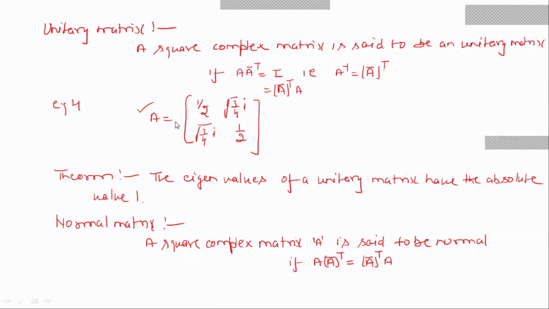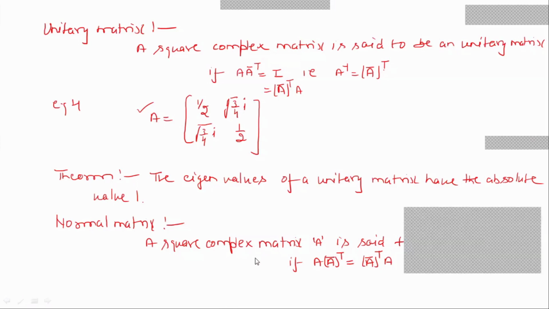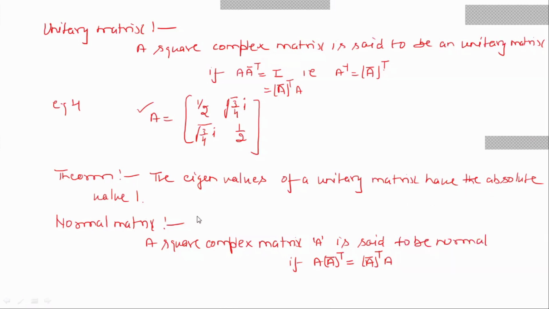For example, this A matrix is your unitary matrix. If you calculate A conjugate transpose for this matrix and multiply with this matrix, you will get the identity matrix. What about the eigenvalues of a unitary matrix? Like an orthogonal matrix, the eigenvalues of a unitary matrix have an absolute value, or magnitude, of 1.